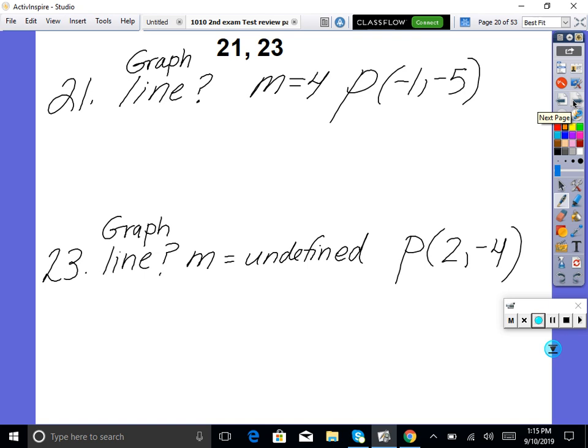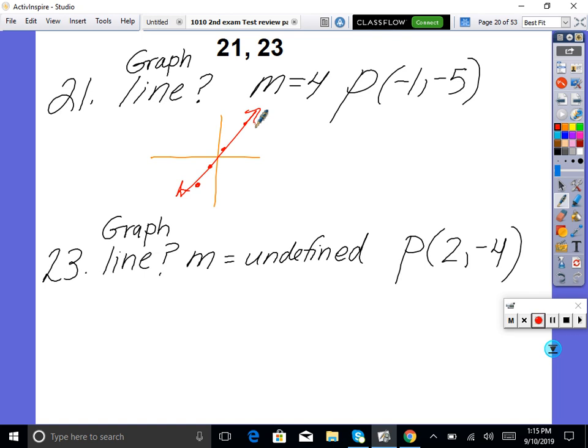Okay, it says graph the line. So everybody, it says a point is -1 down 5. So I would literally go like this. We have a point on the graph which is at -1 down 5. And then our slope's up 4. So I go up 4 over 1, up 4 over 1, up 4 over 1, and graph the line. Hopefully, even though it's a rough sketch, that helps make sense to you.